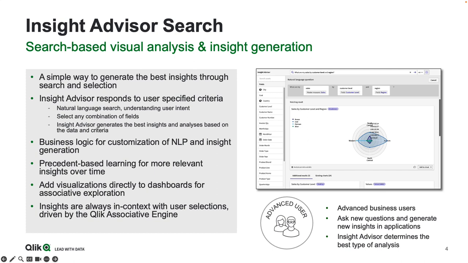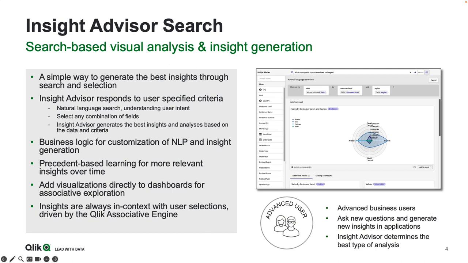The second type of interaction is Insight Advisor Search. So users can go in and search for fields that have been made available to them in the data model. And then Insight Advisor will create a list of recommendations once a selection has been made. Users can also ask these questions through natural language chat for certain fields and have them populate as well.